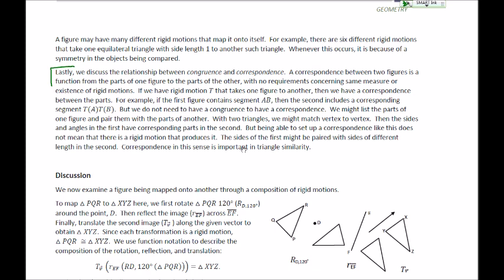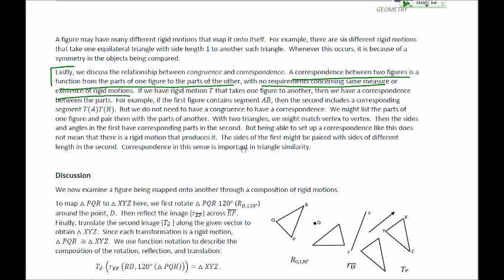Lastly, we discussed the relationship between congruence and correspondence. A correspondence between two figures is a function from the parts of one figure to the parts of the other. Now, we're talking specifically in this lesson about congruence, but more generally, for correspondence, there are no requirements concerning the same measure or existence of rigid motions.